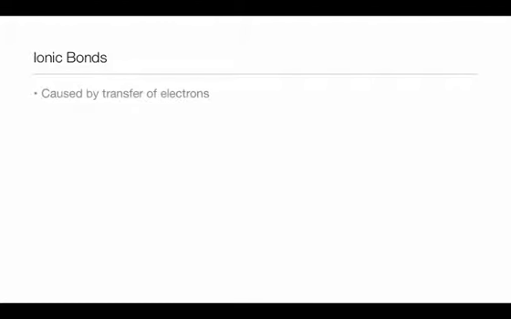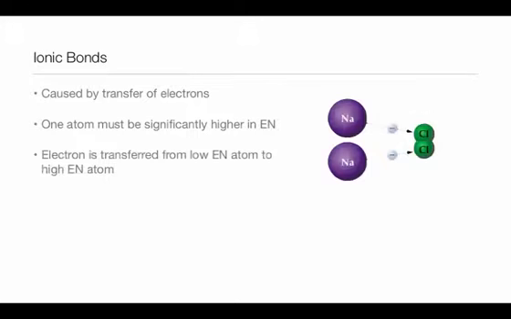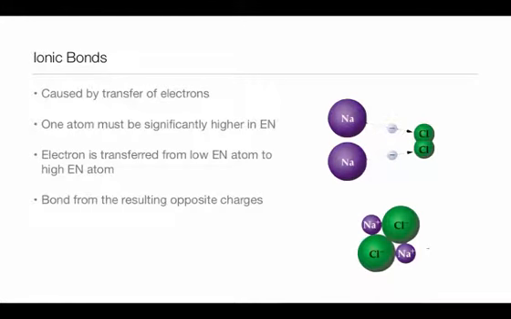An ionic bond then is just going to the other extreme, opposite of what the nonpolar covalent bonds are. It's caused by a transfer of electrons, and one atom is going to have to be significantly higher in electronegativity than the other. The significantly more electronegative atom is going to attract the electrons from the less electronegative atom. In this case, we have sodium giving electrons up to the chlorines. When that happens, we form sodium ions and chloride ions.